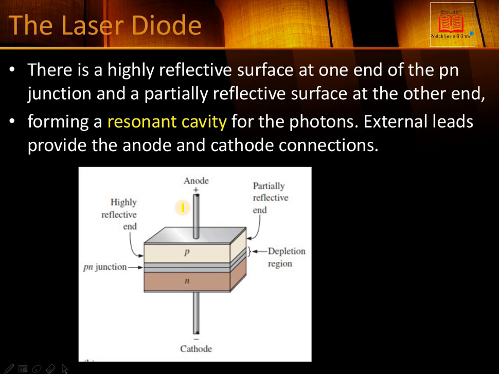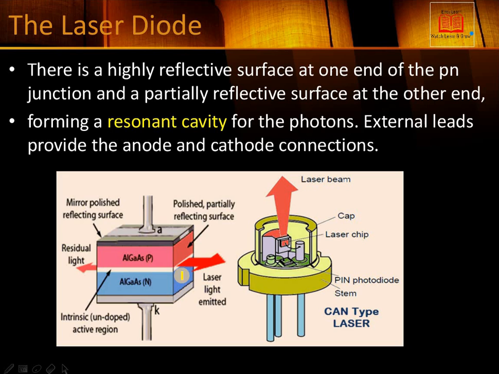So there is the highly reflective end, and this is the resonant cavity here. Important: this means that this is a cavity enclosed, sandwiched between the p and n regions. So this creates a resonance cavity. I will explain this in an upcoming slide because there is a better picture there. But right now, this is a mirror surface.